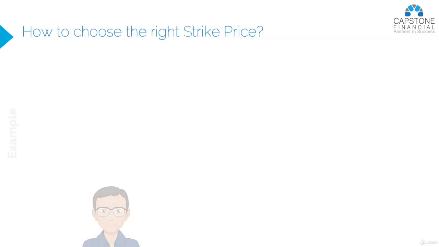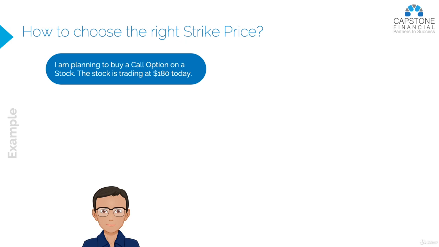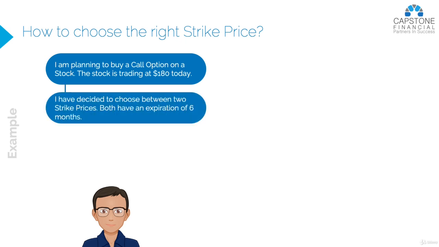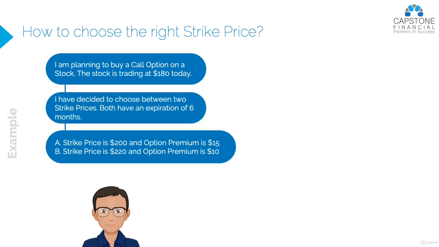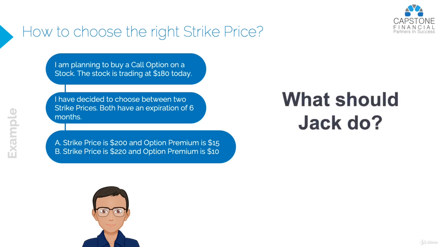So how do we choose the right strike price? Jack is planning on buying a call option on a stock today. The stock is trading at $180. He's deciding between two strike prices. Both have an expiration of 6 months. Strike price of $200 with an option premium of $15, or the strike price of $220 and an option premium of $10. Now, why would one be more expensive than the other?